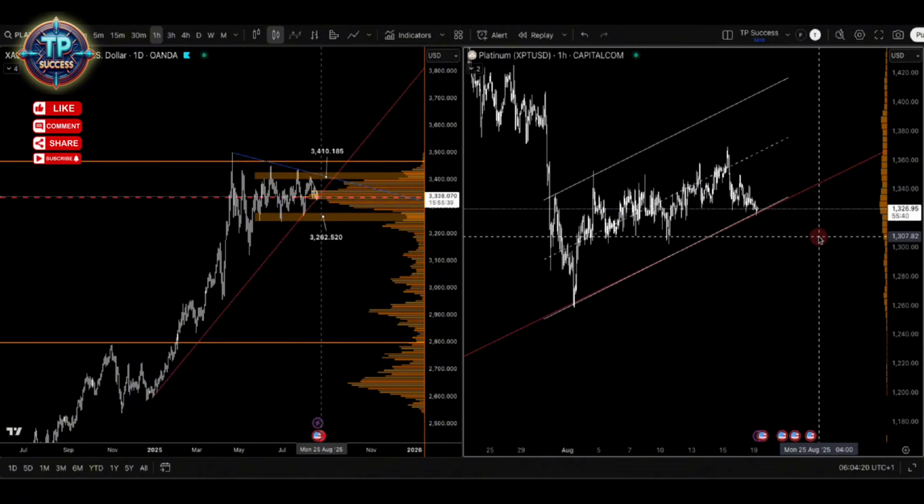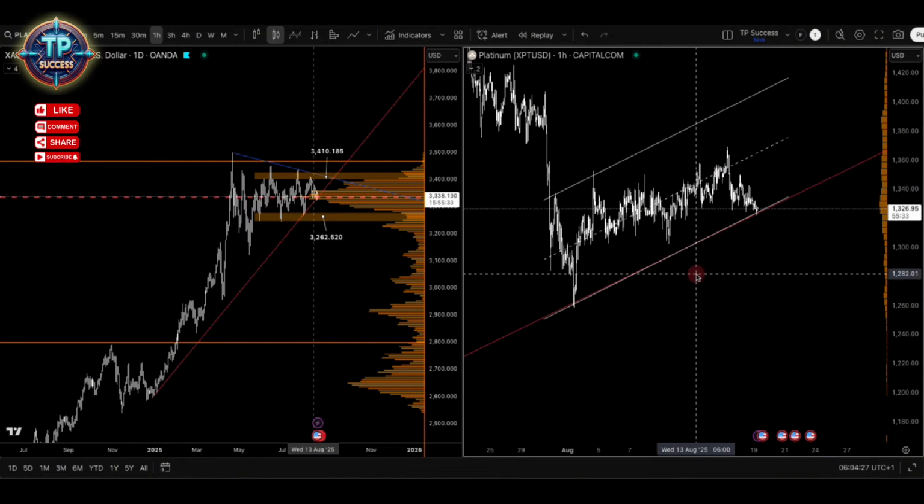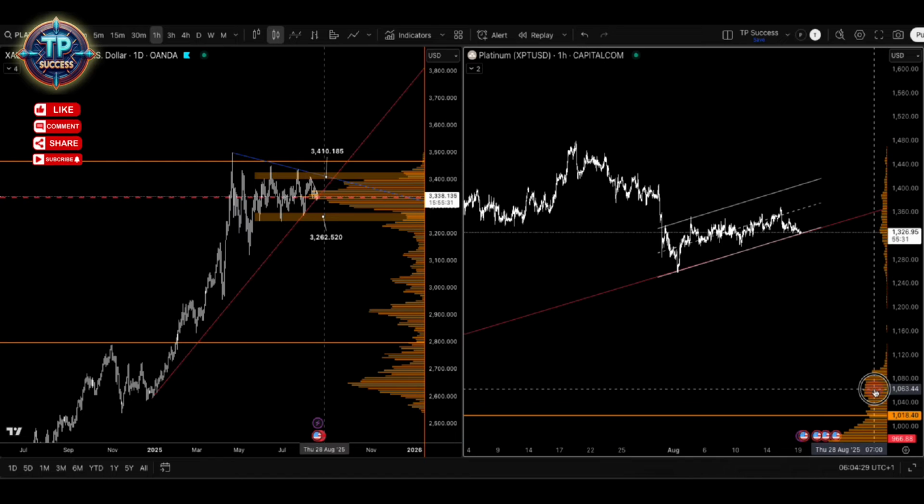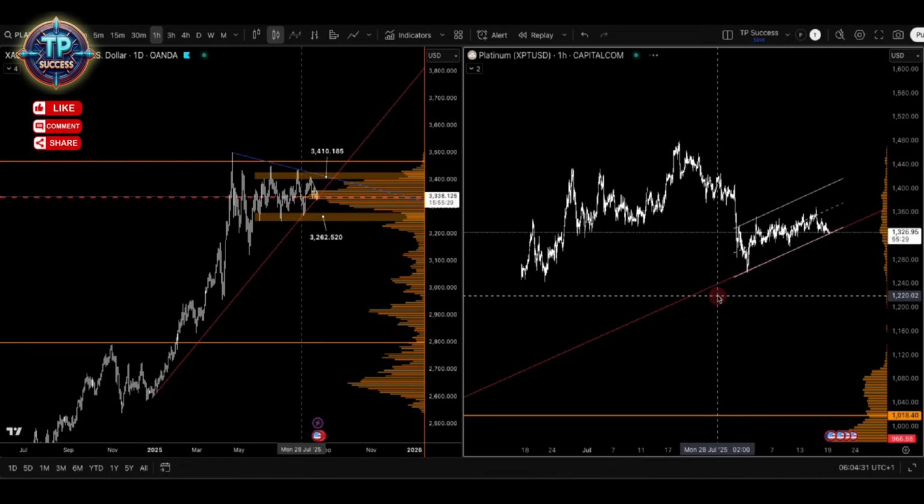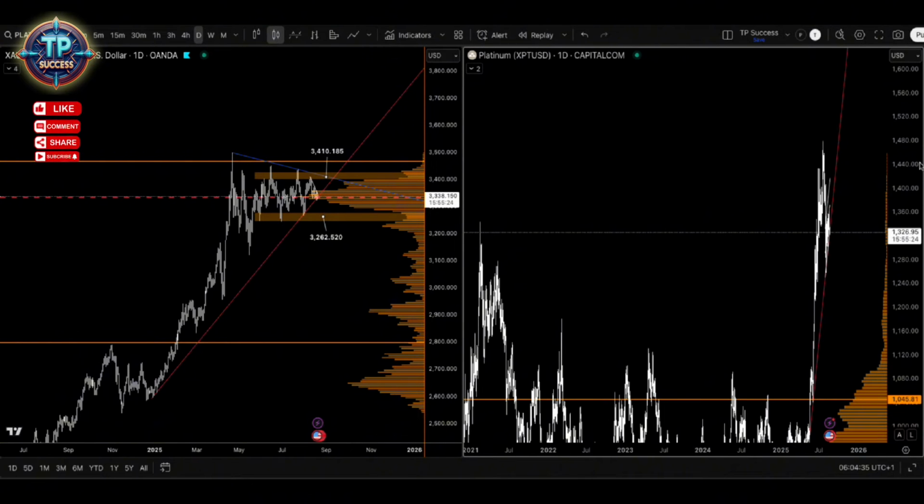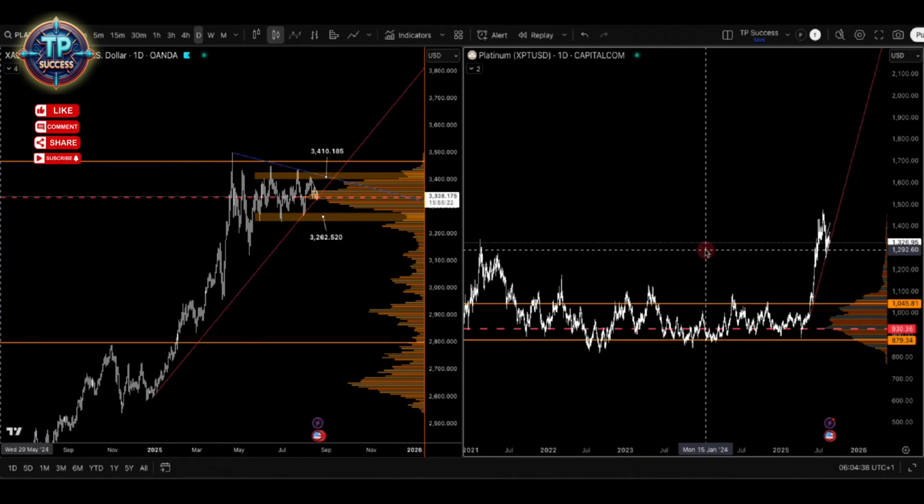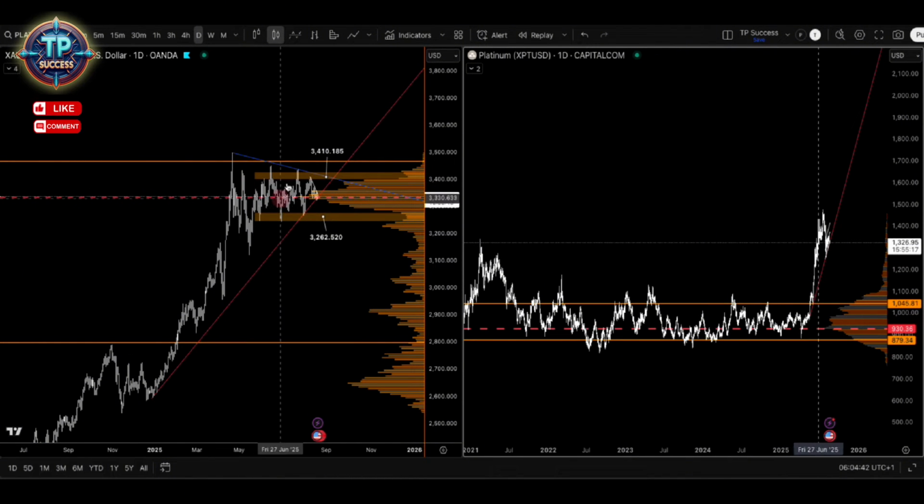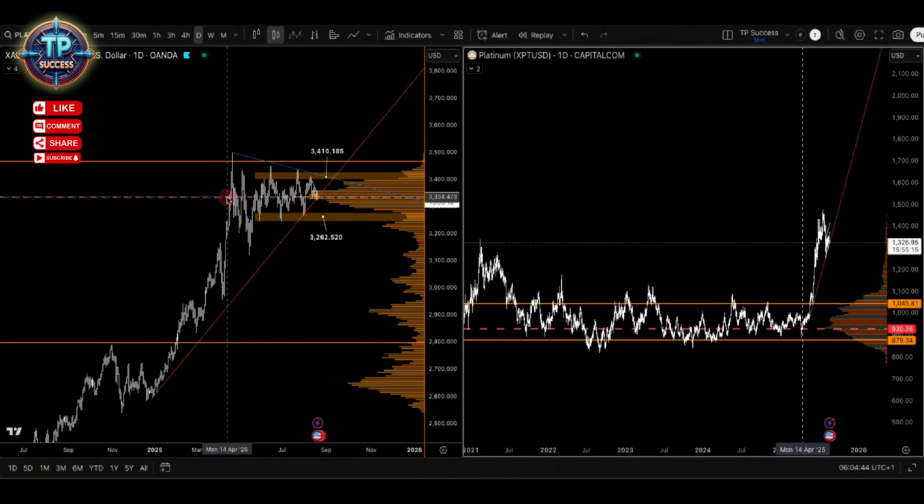So I have some form of a low volume node in this area right here, which helped with the bounce to the upside. But it looks like this thing wants to break down. It looks like platinum wants to break down to the downside, in all fairness. But once again, these metals are correlated with gold as well, right? So it's all about what the daddy wants to do.